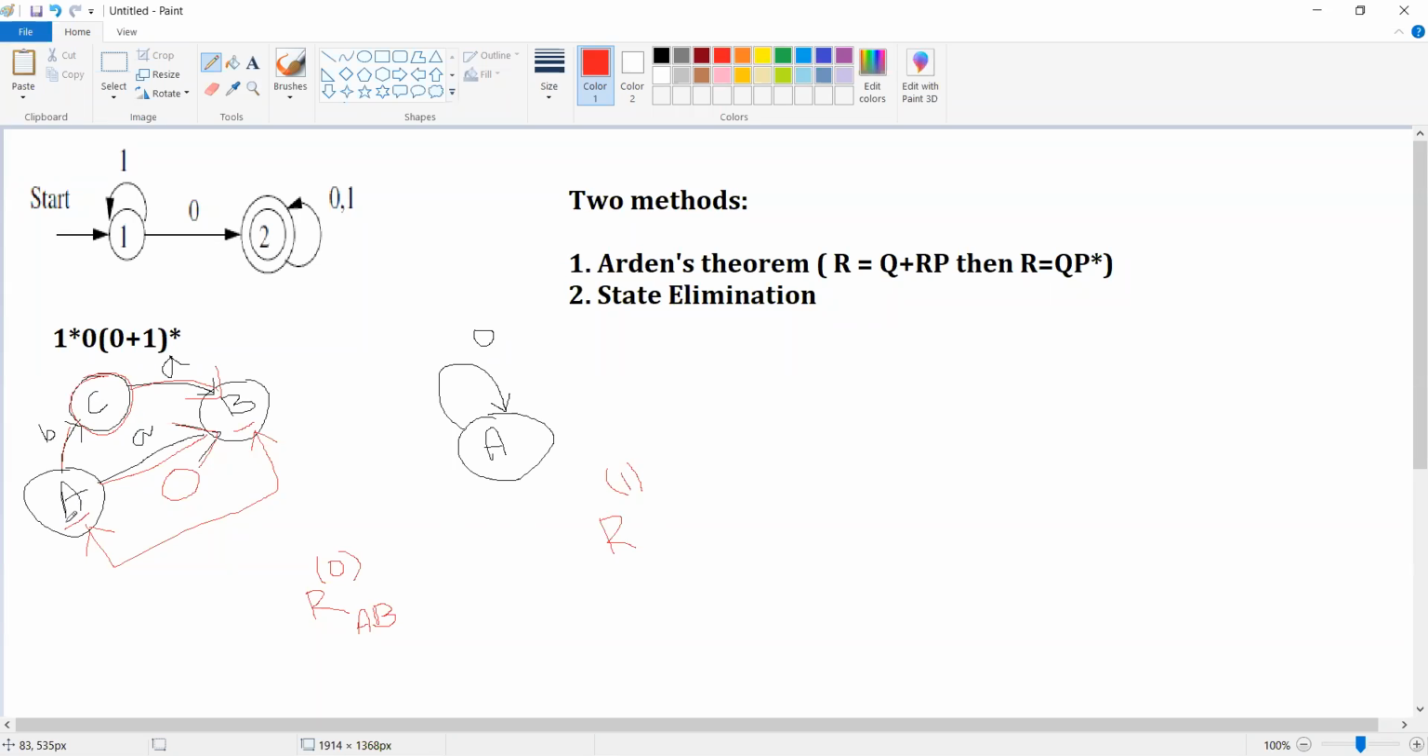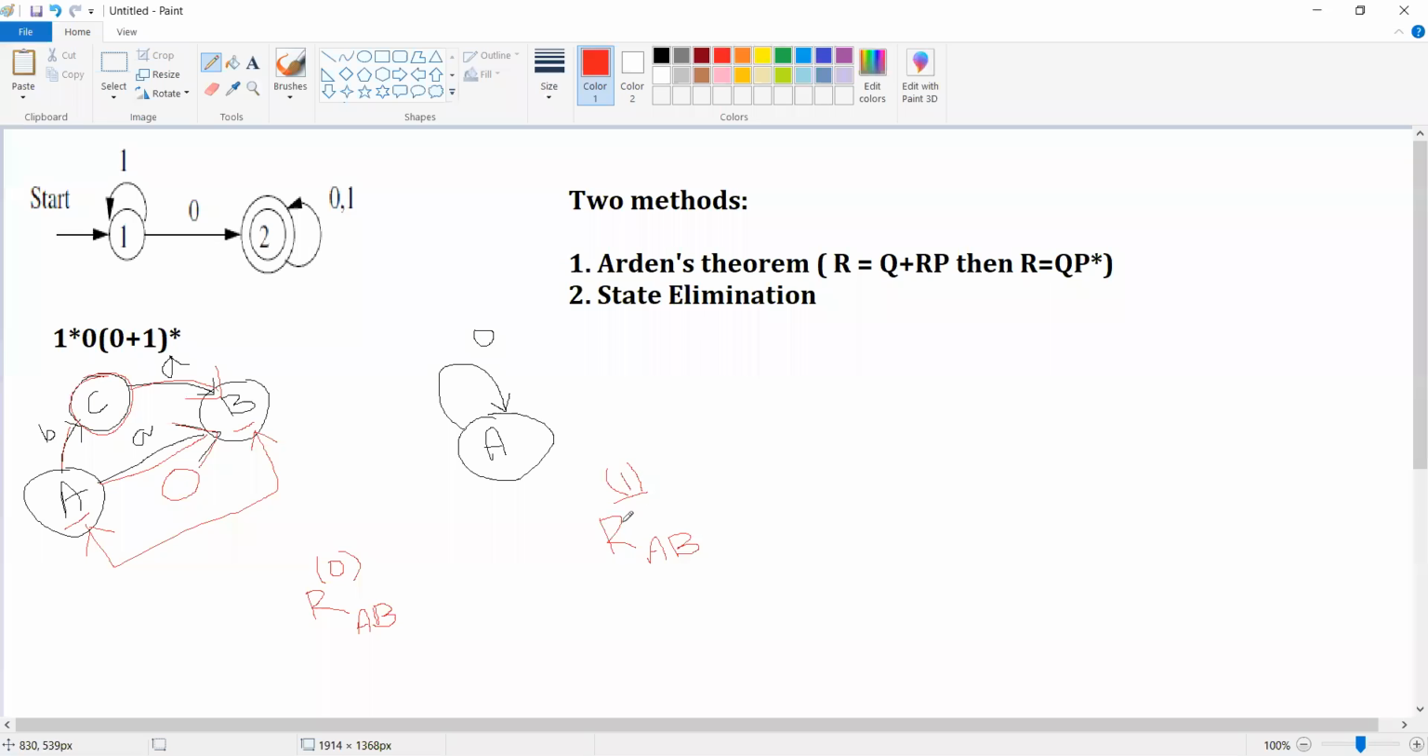And what is the source here? Capital A. And what is the destination? Capital B. Understood? Now it is also possible that from A to B we may also have 2 intermediate nodes or 3 intermediate nodes. So depending on that, this power is going to increase.